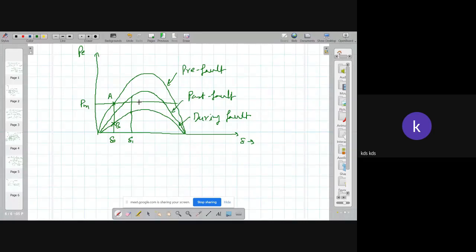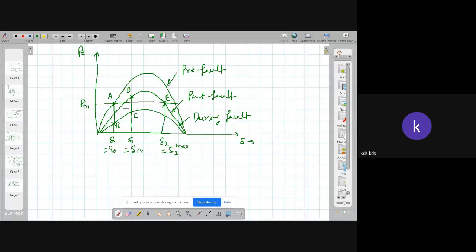When the fault has been cleared at the C point, we move to the D point on which curve? The post fault curve. From the D point, we can move up to a maximum value, because after that, if delta increases, the system is surely unstable. We can move up to E point. Here is delta 2. So delta naught is delta naught, delta 1 is delta critical, and delta 2 is delta max.